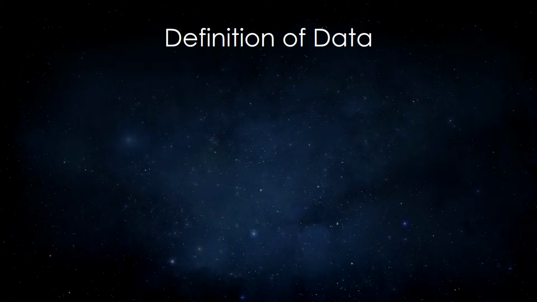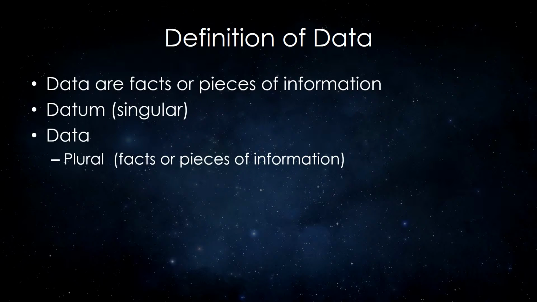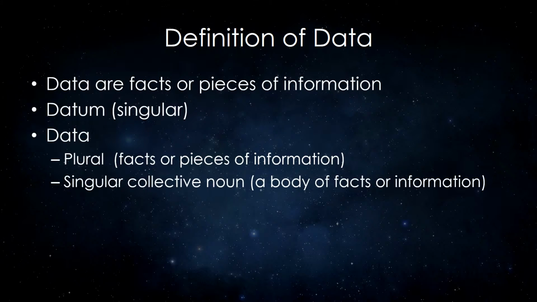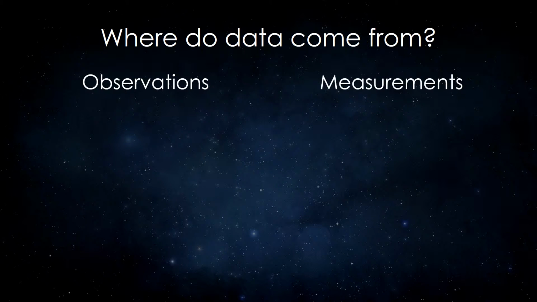Let's start with some definitions. Data are facts or pieces of information. The word datum is singular and would refer to just one fact. Data is usually considered to be plural, referring to multiple facts or pieces of information. But sometimes it is used as a singular collective noun, referring to a body of facts or information. We get data from things we observe and things we measure or quantify in some way.